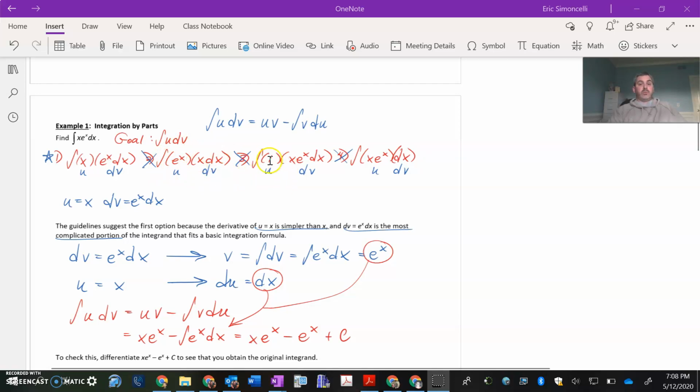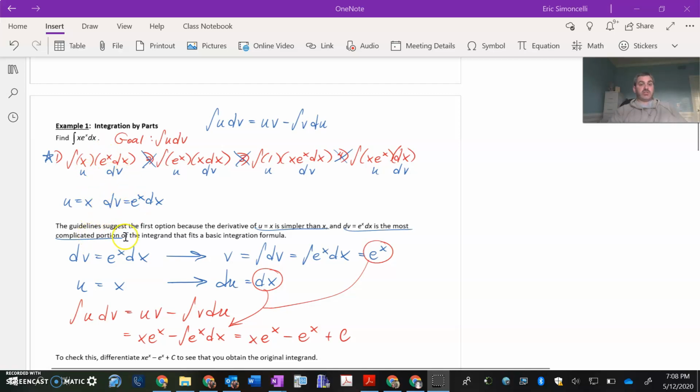Option 3 would be to call u maybe just 1, while the remaining portion x e to the x dx would be dv. Or lastly, you can attempt taking the integral of x e to the x dx, where u is that quantity you see in parentheses, and then dv is what remains. So we're going to stick with option 1, and I'll explain how it all unfolds in a moment. So u equals x, and dv equals e to the x dx.